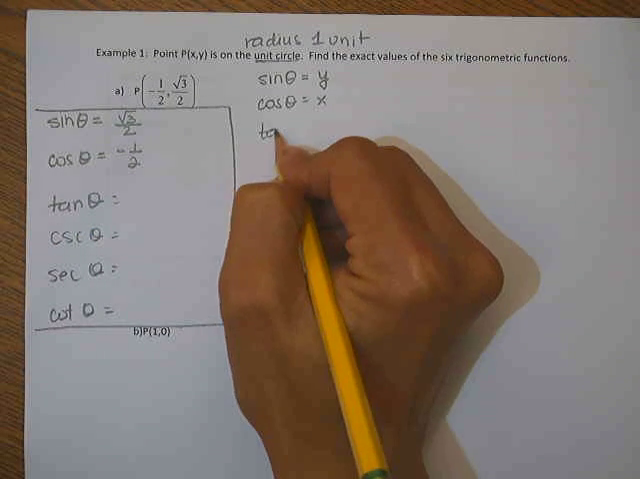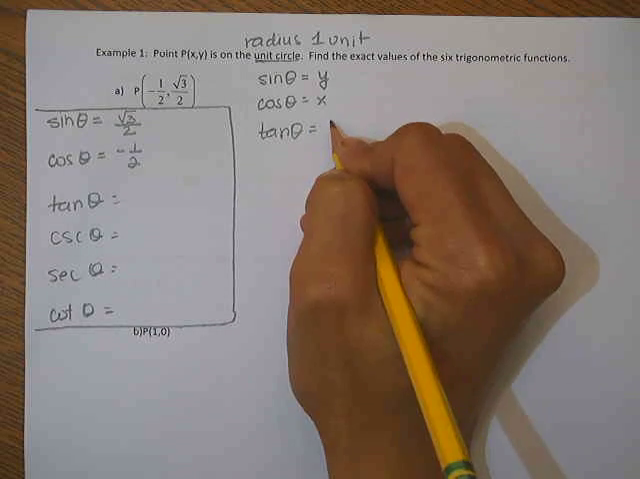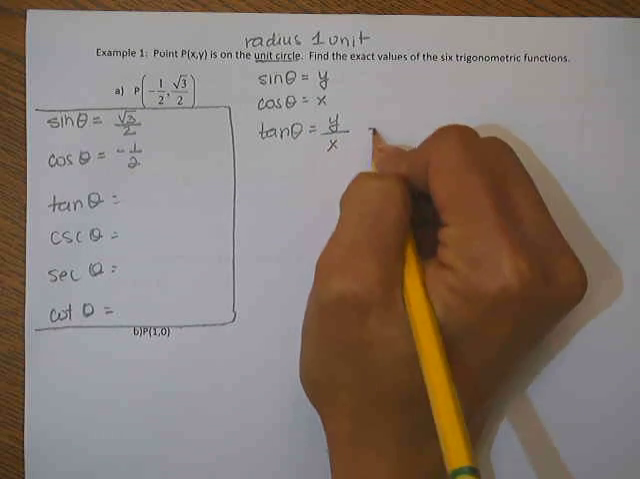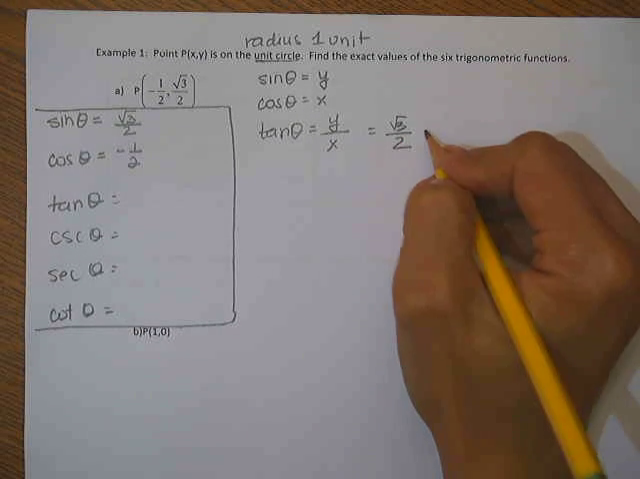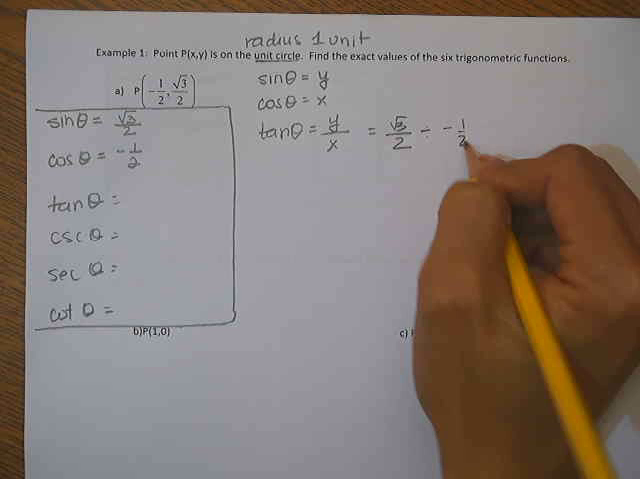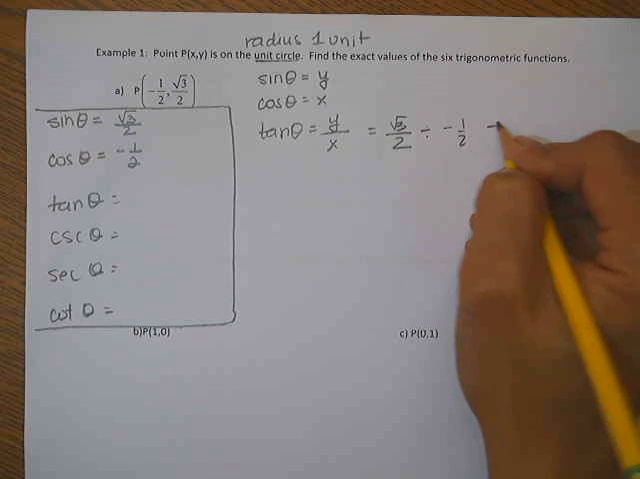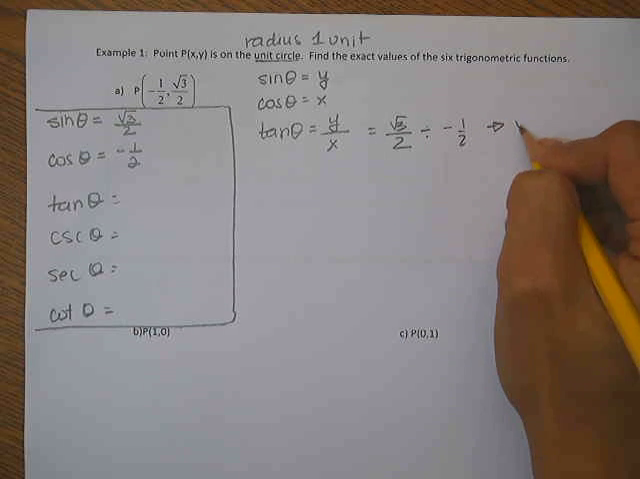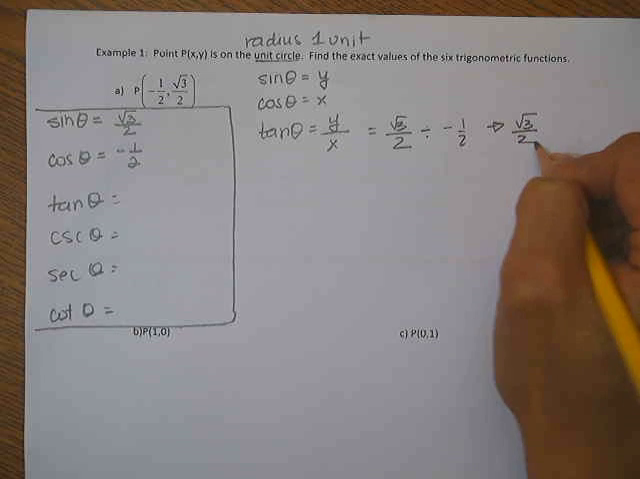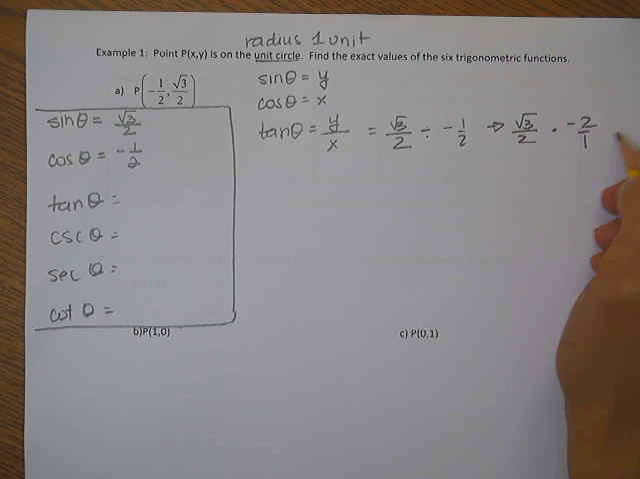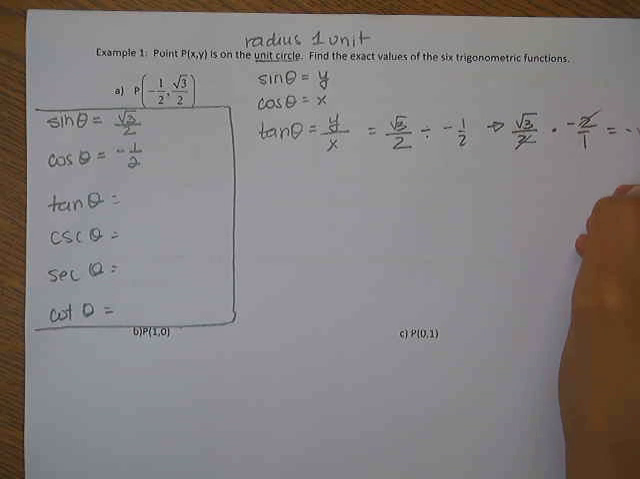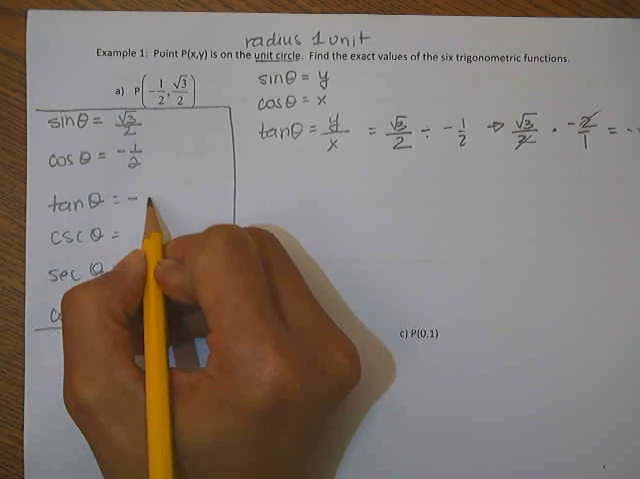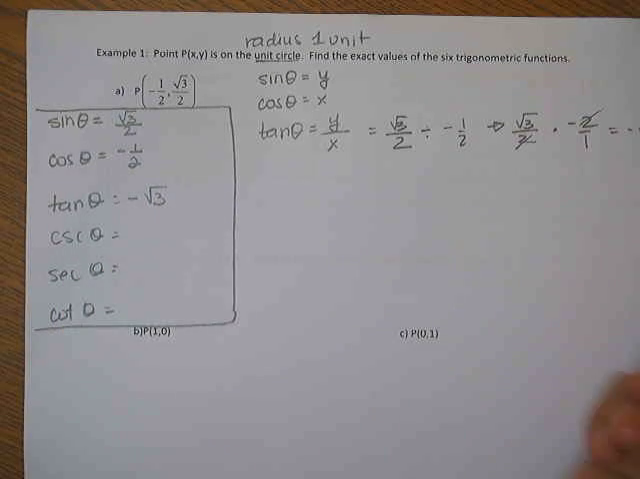Tangent, we just did it on the previous page. Tangent we know is y divided by x. Y is going to be rad 3 over 2 divided by negative 1 over 2 because that's what x is. When you divide, you multiply by its reciprocal. So rad 3 over 2 times negative 2 over 1. As you can tell, these will cancel out. So now I'm going to end up with a negative rad 3. So that's what I'm going to get for tangent, a negative rad 3.